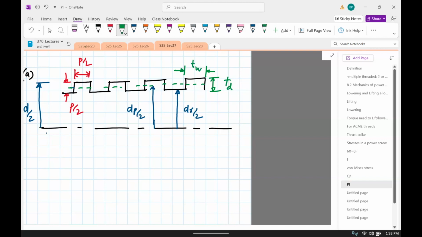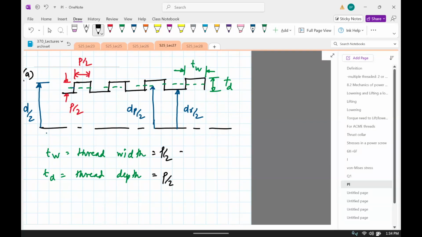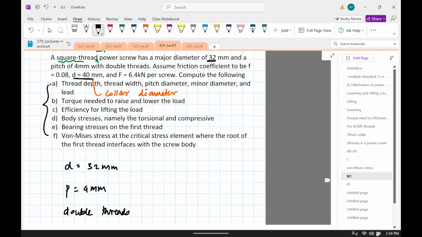Okay, so I'll have a shortened notation here. TW is thread width, TD thread depth. It's kind of obvious from the figure that thread depth in this case is P divided by 2 and P divided by 2, right? So P is 4, so this is going to be 2 millimeters and 2 millimeters. Okay, that's straightforward. Then we have pitch diameter, minor diameter, and lead.